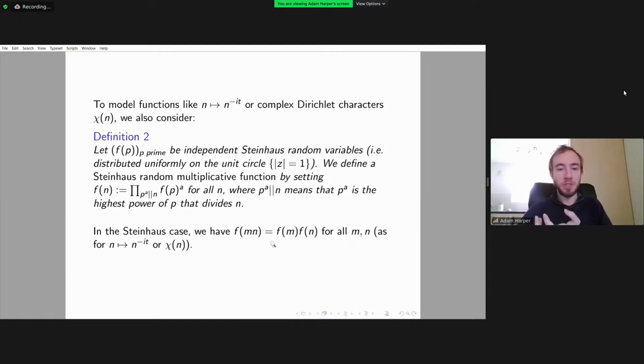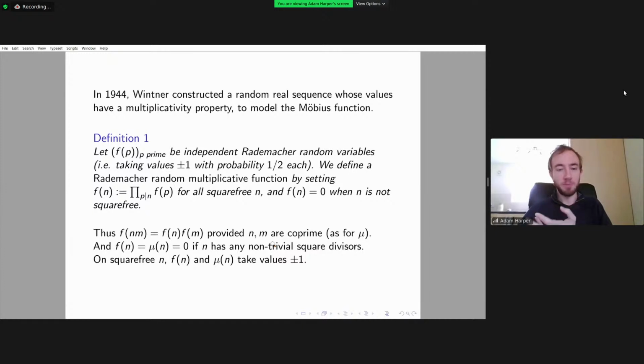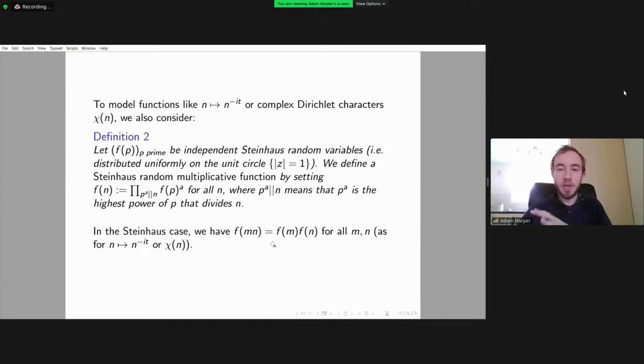And whereas the Rademacher random multiplicative functions were supposed maybe to be modeling the Mobius function, these Steinhaus random multiplicative functions, they're supposed to model complex Dirichlet characters, so non-real Dirichlet characters, or functions like this, functions like n to the minus it for fixed real t.